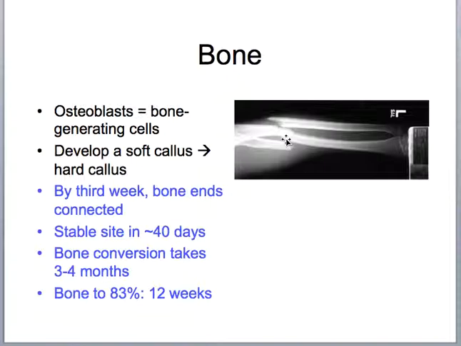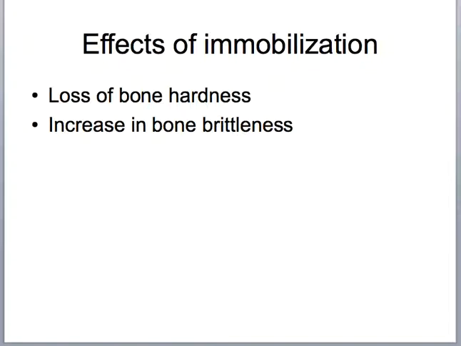Bone has an 83% tensile strength at about 12 weeks. So, you know, 3 months, and it's looking pretty good. Effects of immobilization on a bone: well, there's loss of bone hardness, and then an increase in the brittleness of the bone. So physicians will often try to take a route where a joint might be immobilized, but we start doing some weight bearing. So you might have a cast on, and you can start weight bearing a little bit earlier to prevent a decrease in the hardness of a bone.